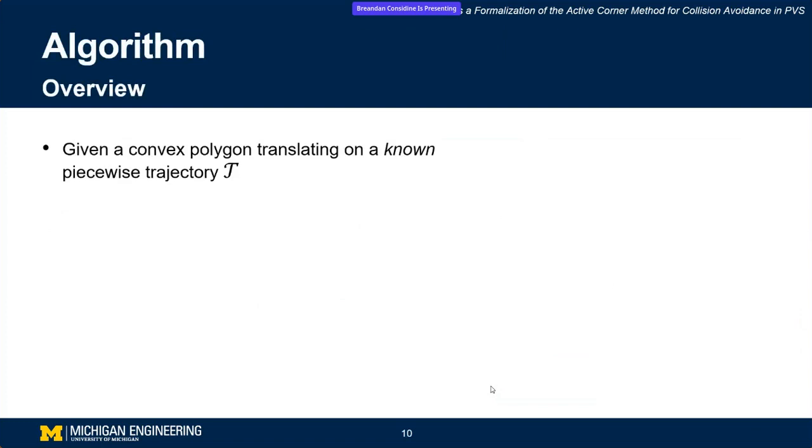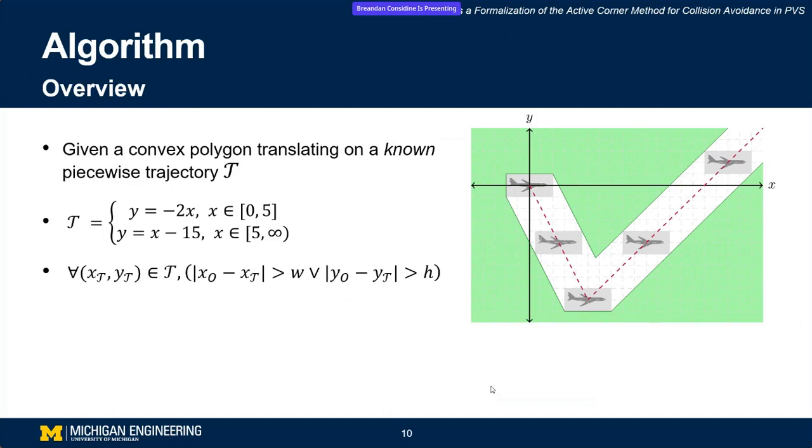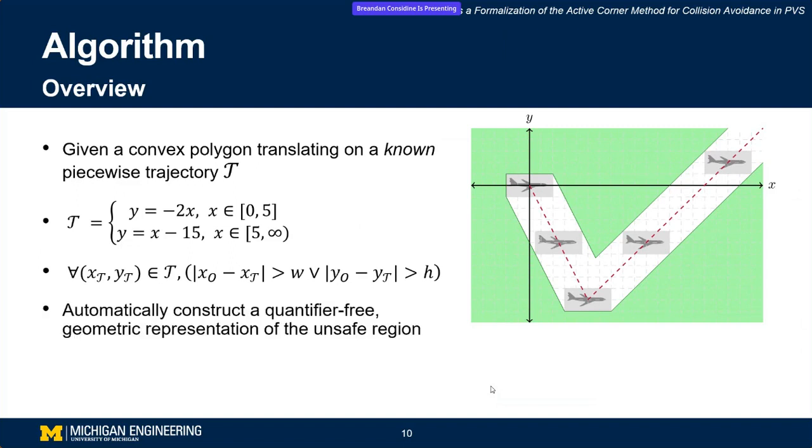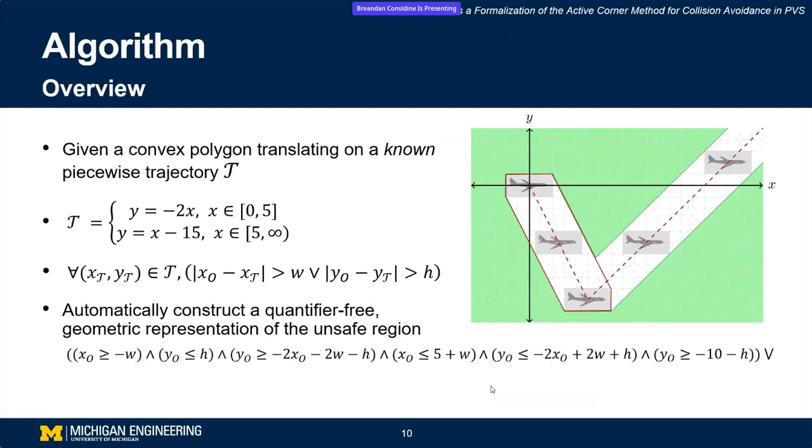So to step back, we're looking at a convex polygon that moves along a known piecewise trajectory. It might be, in this specific example, descending motion and then upward motion. We want to take this implicit quantified formula, and then we want to automatically construct a quantifier-free and geometric representation of this unsafe region, or you just negate this Boolean formula and you get the safe region. It might look something like this. This is sort of the full expression of what the safe region is.